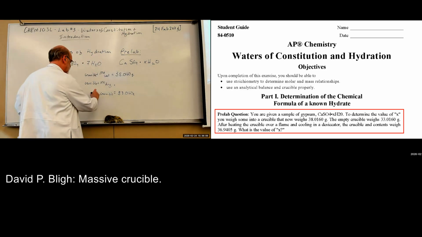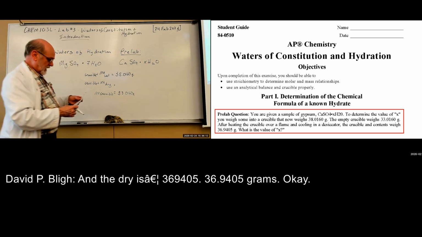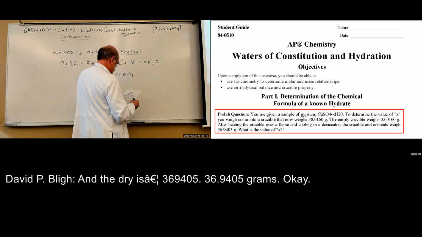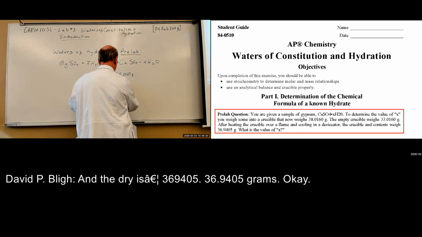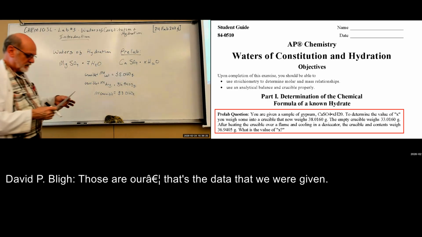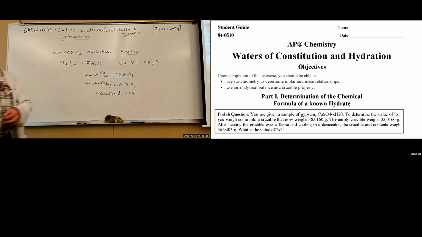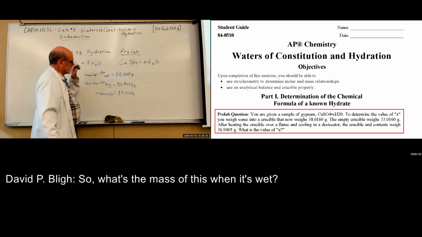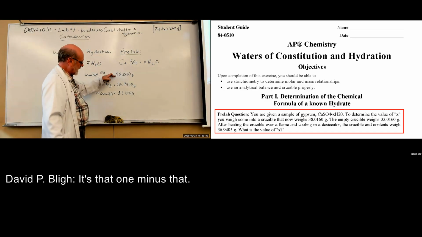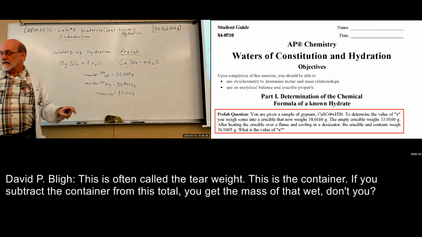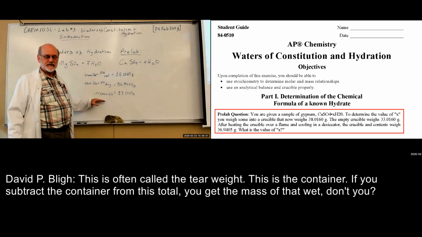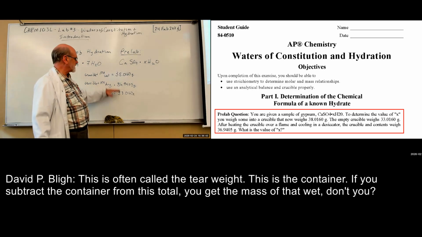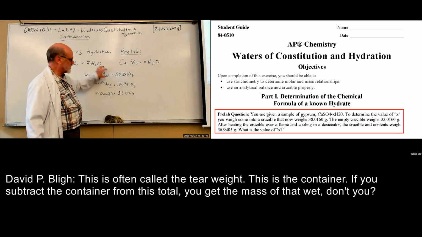Mass of crucible. And the dry is 36.9405 grams. Okay. That's the data that we were given. So what's the mass of this when it's wet? It's that one minus that, right? This is often called the tare weight. This is the container. If you subtract the container from this total, you get the mass of that wet, don't you?